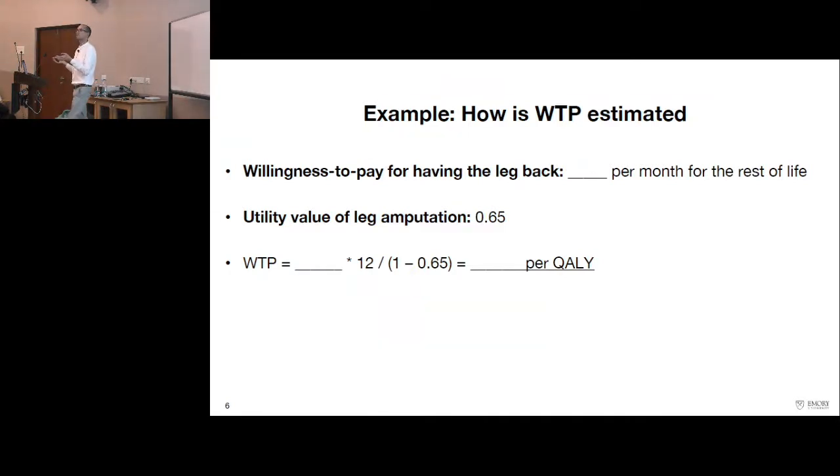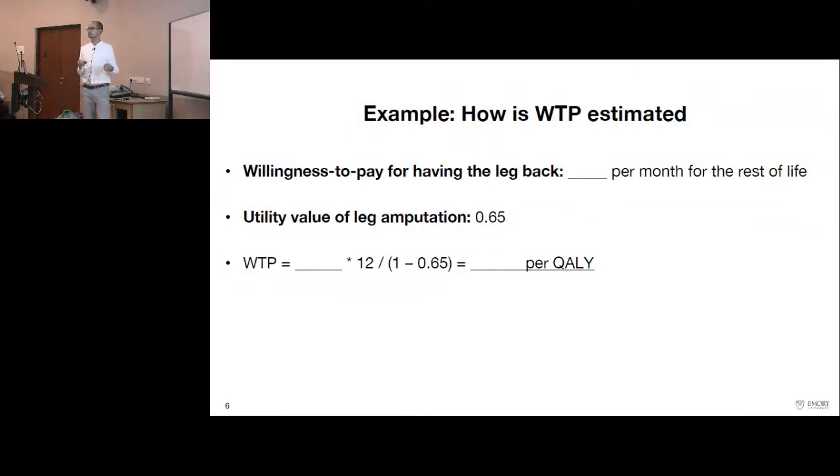I say this is a no. So now we know 20 is our baseline: 20, yes; 30, no. 25? All right, let's say you agree to 25, but that's it. So now we know that 25,000 rupees, you would be willing to pay 25,000 rupees to have your leg back.